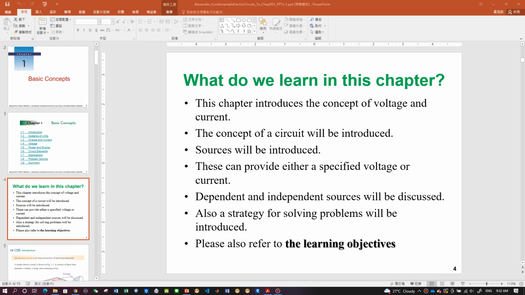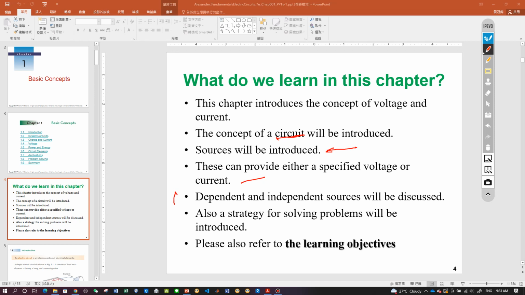So in this chapter, we'll introduce the concept of voltage and current, and then the concept of circuit will be introduced. The source will be introduced. So what is a source? Of course, you need to power this light, so you need a source, right? And it can provide either a specified voltage or current, depending on the independent source.